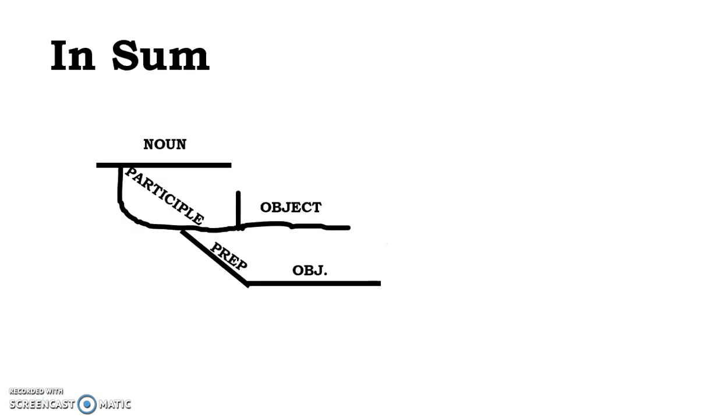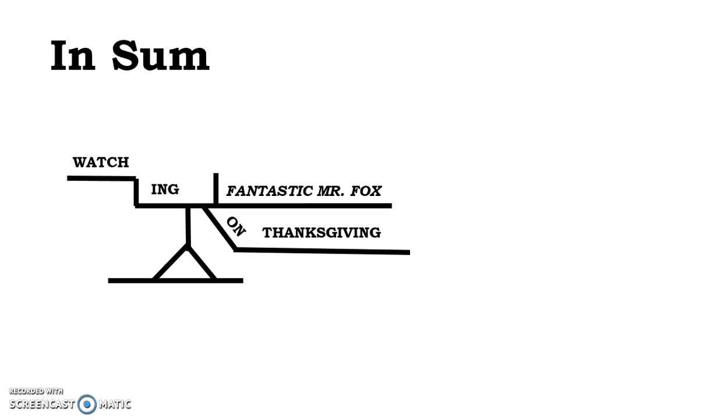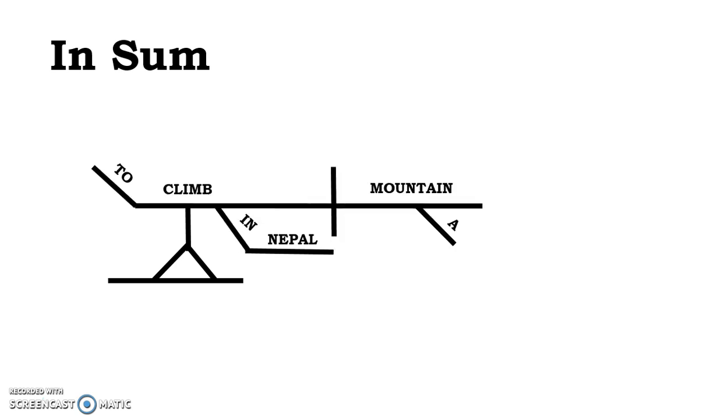Okay, so in sum, participles may be diagrammed this way. Gerunds and gerund phrases may be diagrammed this way. And infinitive and infinitive phrases may be diagrammed this way. If you need to pause the video and look at any of these for an extended period, you can do so. Be ready to diagram verbals in simple sentences for the quiz.